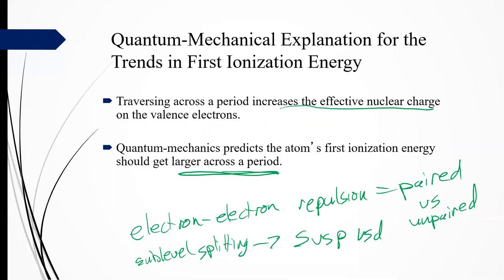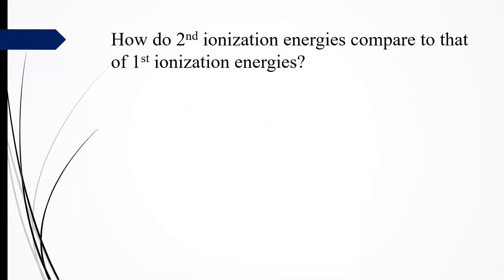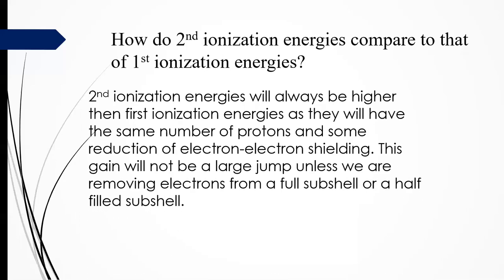Very good. Now, there's another thing that we can do with ionization energies, and it's called successive ionizations. It's when we take a second electron away after we've taken the first. So I want you to think about, how do you think they compare? And if you answered that they get larger, you were right. The second ionization energy, the second electron, is always harder to take away than the first.